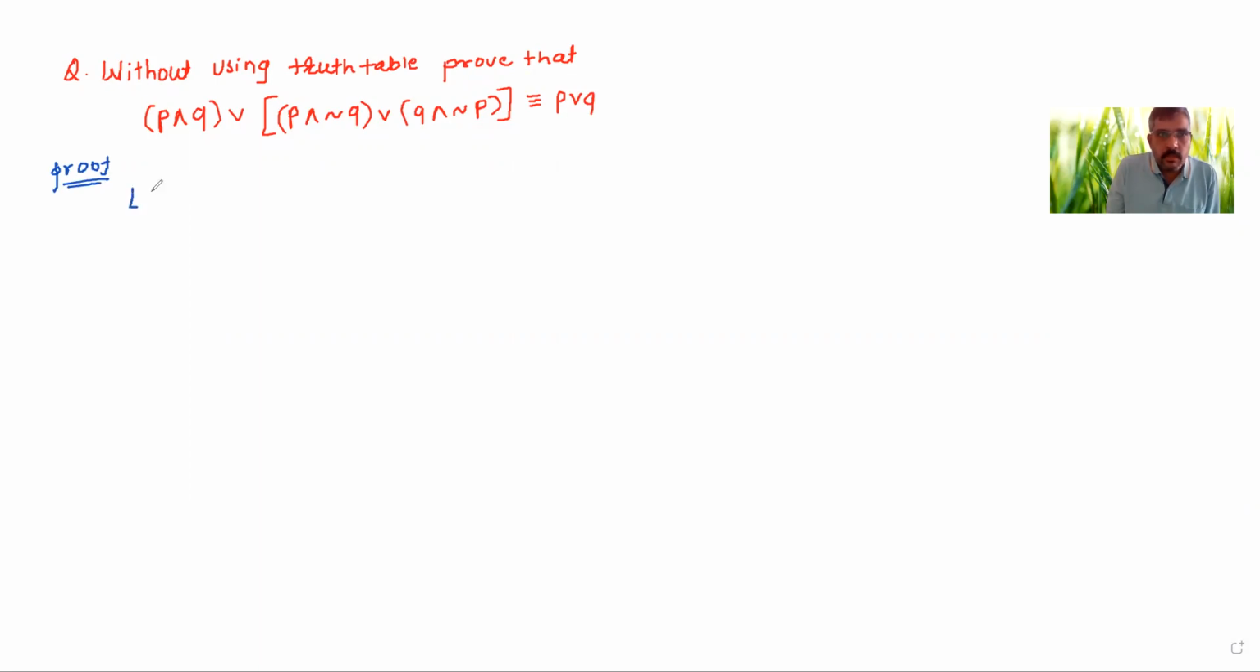Please see, we are considering the left-hand side, LHS, which is given to be [P and Q] or [P and negation Q] or [Q and negation P]. Let us observe these three brackets: P and Q, P and negation Q, Q and negation P. We have three brackets, and if you observe carefully, they are connected by OR.